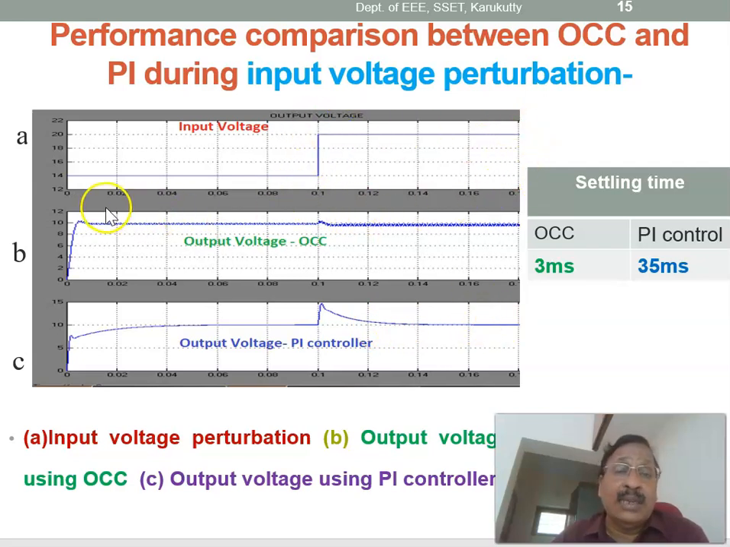The reference voltage is kept at 10 volts, and the input voltage perturbation is changing from 15 to 20 volts. This is the output voltage with one cycle control, and this is the output voltage with the PI controller. If you compare the performance, the settling time is 3 milliseconds, and with the PI controller it is far more, 35 milliseconds. Therefore, the settling time is quite a bit more in the case of the PI controller compared to OCC.